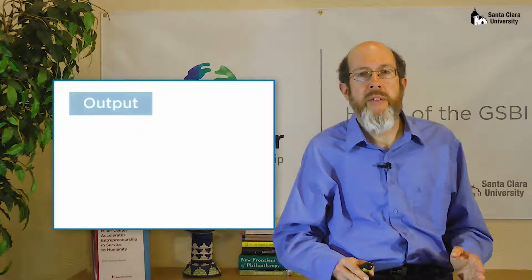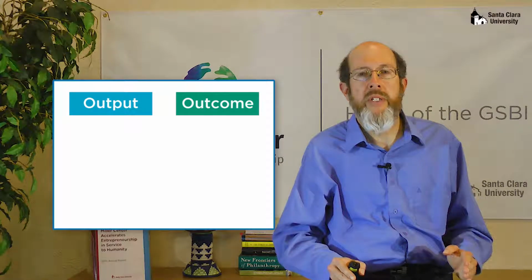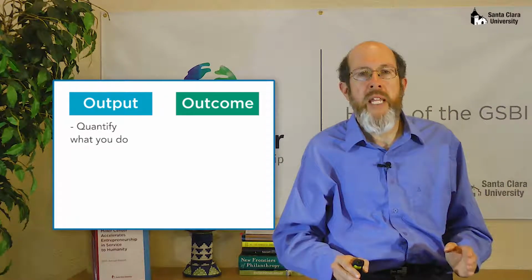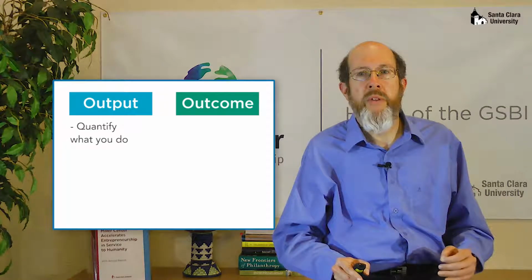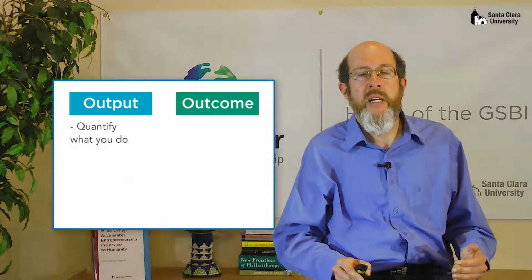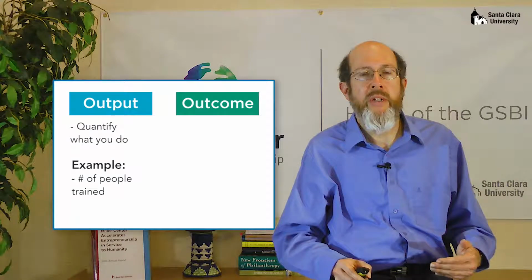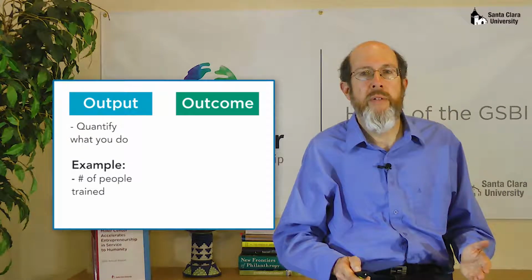We need to make an important distinction between output metrics and outcome metrics. Output metrics quantify what you do, but they may or may not lead directly to social impact. So, for example, the number of people trained. Just because you train someone, you don't know that their life is actually better, much less how.